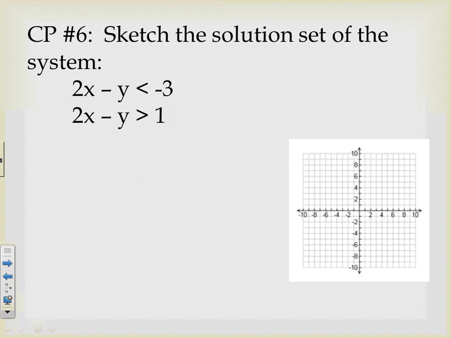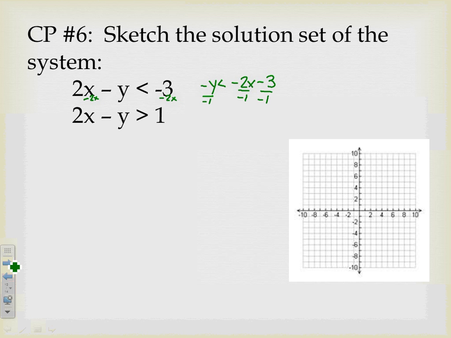Checkpoint 6, sketch the solution set of this system. No squared terms, so I know both of these are going to end up graphing lines for me. So let's get them in graphing form. Move 2x to the other side. So negative y is less than negative 2x minus 3. I don't want negative y here. I want positive y, so I'm going to divide everything by negative 1.